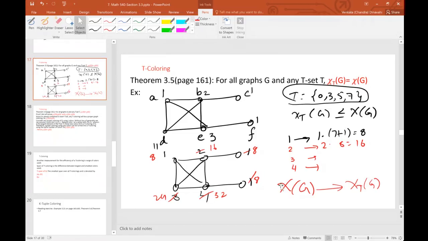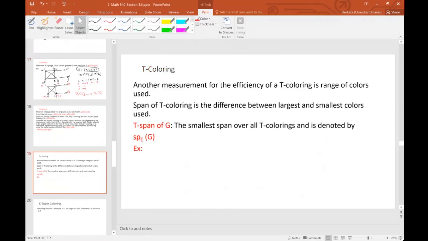So in this case, for example, if you look into this, 8, 16, 8, 24, 32, it is a proper T coloring. So this is efficient in that sense, where I use the fewest number of colors possible. Now another way of efficiency is span. That means I want to use the smallest channel numbers, the smallest numbers.